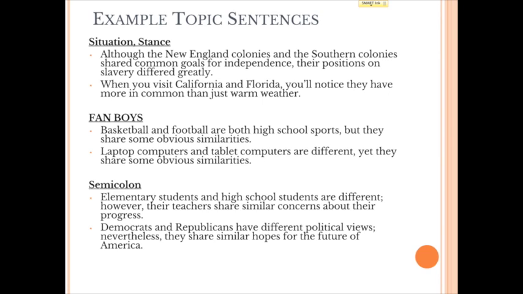So yet they share some obvious similarities. Very similar to the situation stance, you're just making sure that you're using those specific conjunction words. Semicolon. This is also very similar to the situation stance. It's just that after the semicolon, you're then listing off some of the things you're going to be talking about, some of your main ideas.